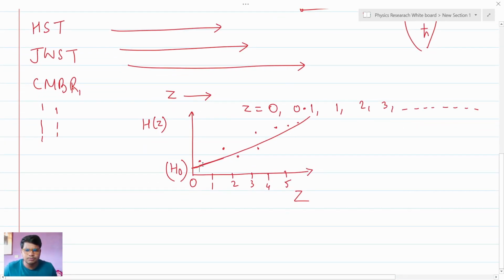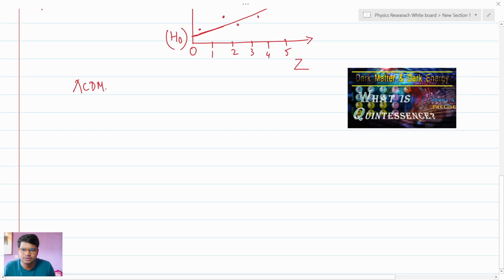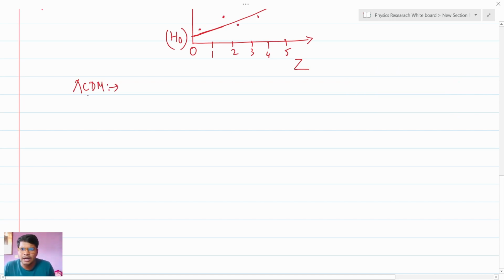So the most popular and simplified model is the Lambda CDM model, which I have already discussed various times in this channel, right? In the Lambda CDM model, we are treating dark matter as cold dark matter whose pressure is equal to 0. Let us say the equation of state w, which is equal to P over rho, can be 0, right? And w is equal to -1 for the lambda constant. So the equation of state becomes -1.